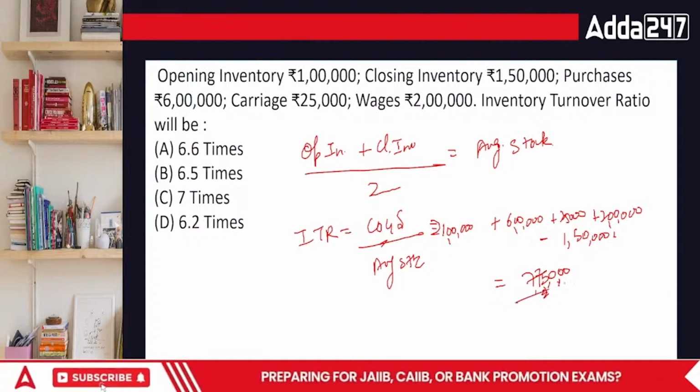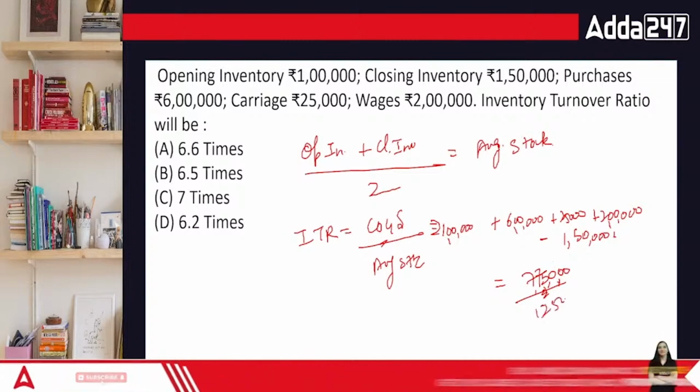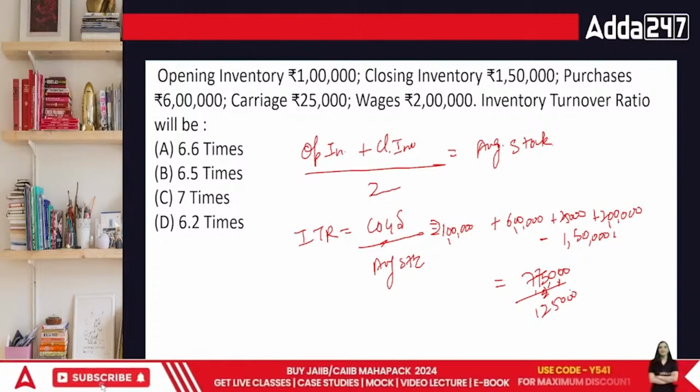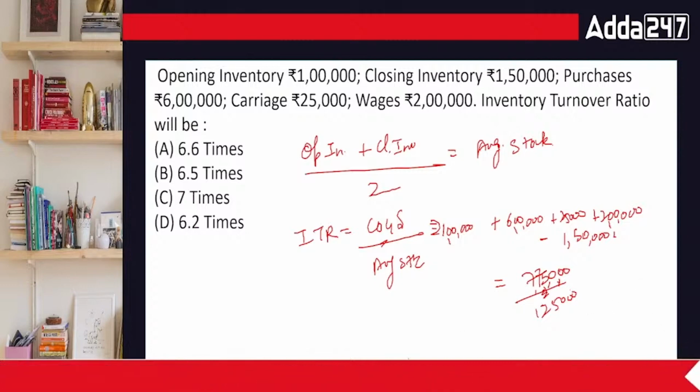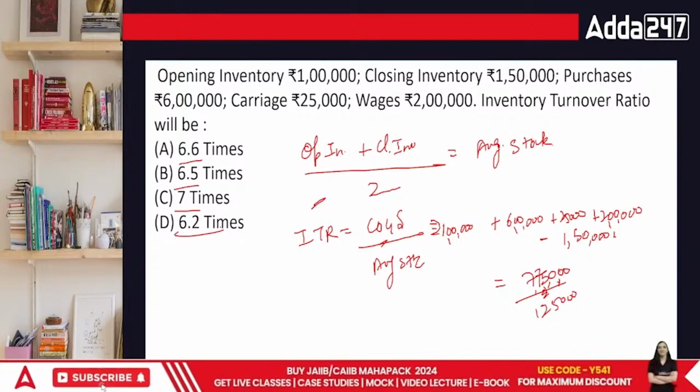That's one part. Divided by what? We have opening and closing inventory of 1 lakh and 1 lakh 50. The average would be 1 lakh 25. Now the answer would be 7 lakh 75,000 divided by 1 lakh 25,000. My answer comes out to be 6.2 times, everyone. We have 6.6 times, 6.5, 7 and 6.2. So the answer matches with 6.2.